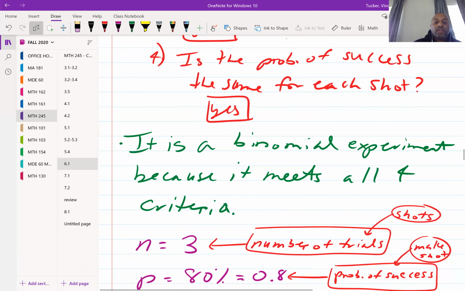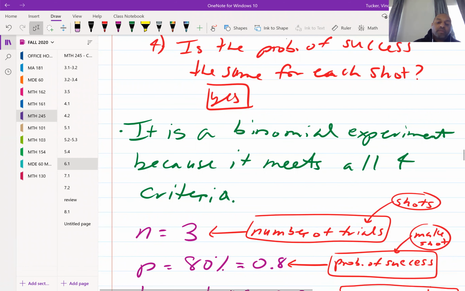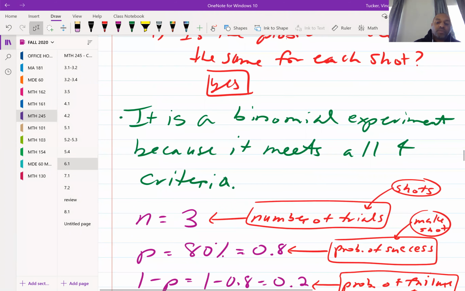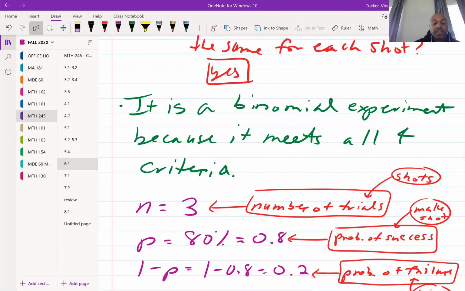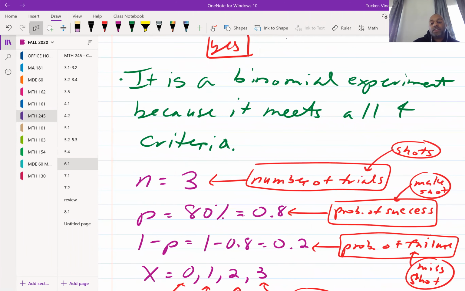So N is going to be 3. That's the number of trials. We get 3 shots. Probability of success is 80%, so it's 0.8 probability of making a shot. Missing a shot, you would take that 0.8, subtract it from 1, so that'd be 0.2, 20% chance of failure.